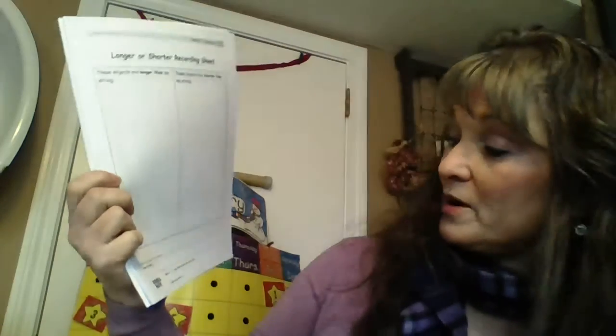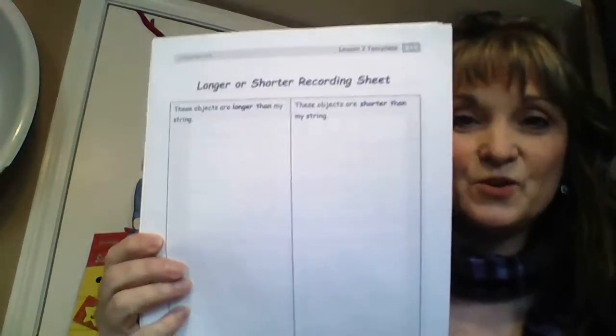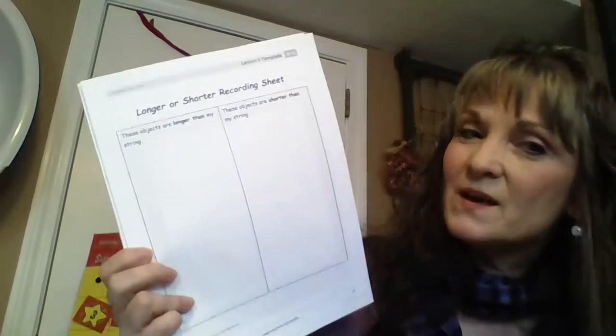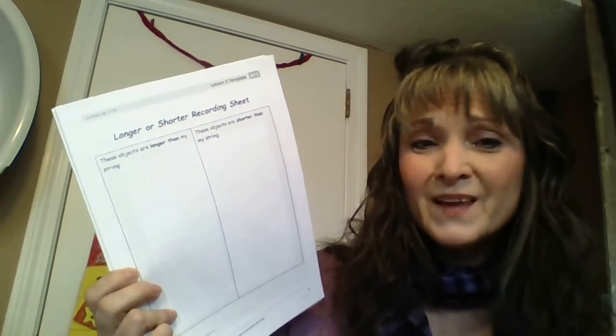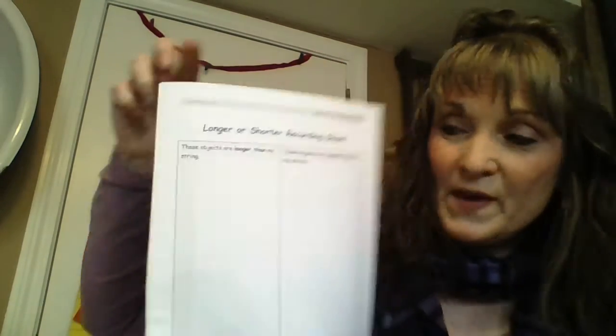In your math book, on page 6, you're going to have this little chart. And you're going to get to draw things. If you want to use your crayons to draw it, you may. But because this is math, if you want to just do a little drawing with your pencil, that's okay with me too. All right? It doesn't have to be perfect. But you are going to be thinking about two things. Things that are longer and things that are shorter.